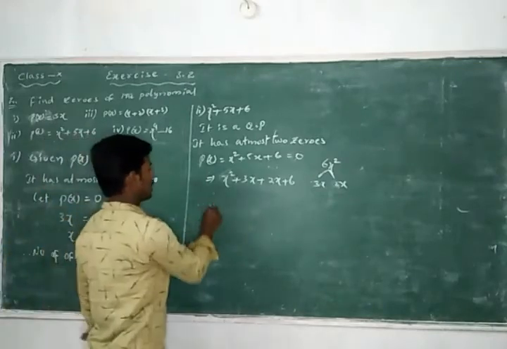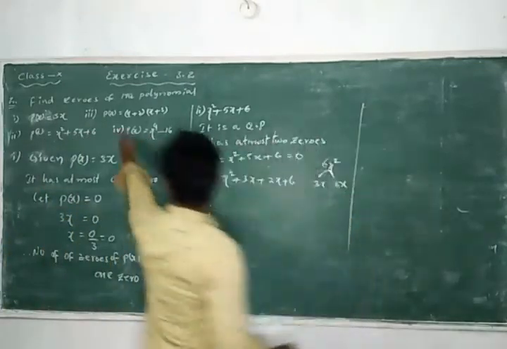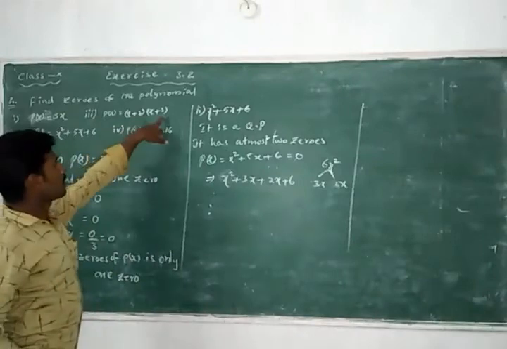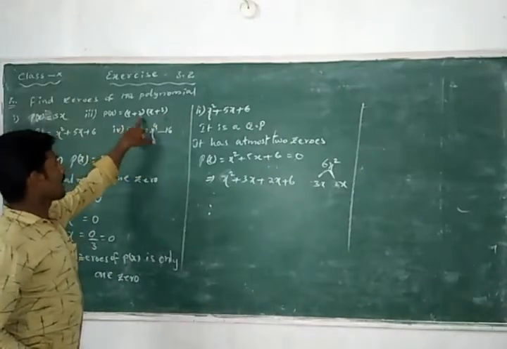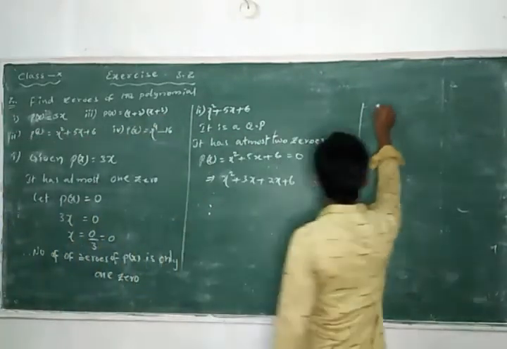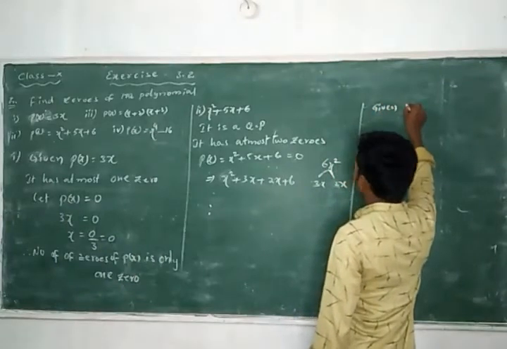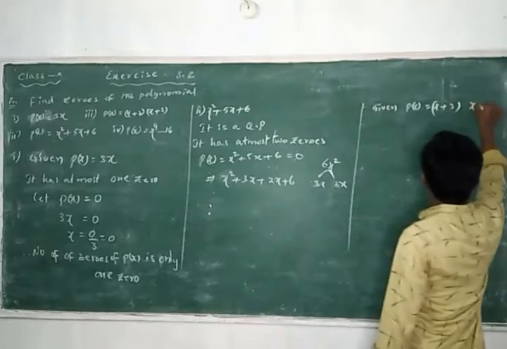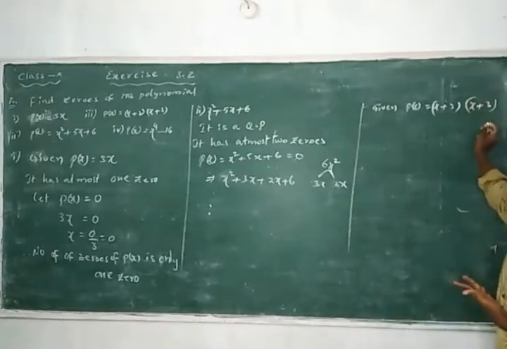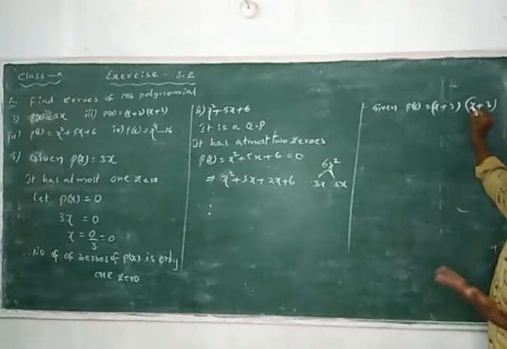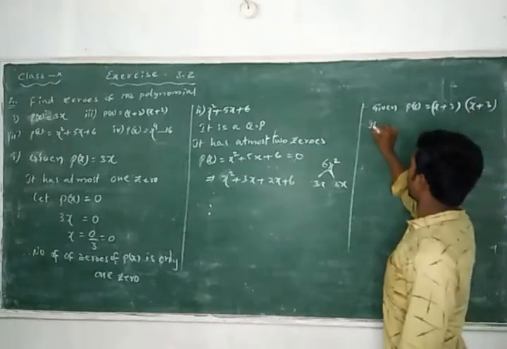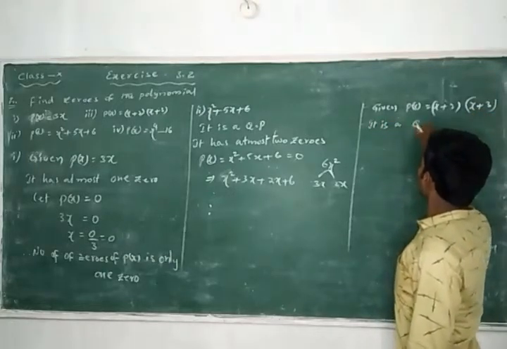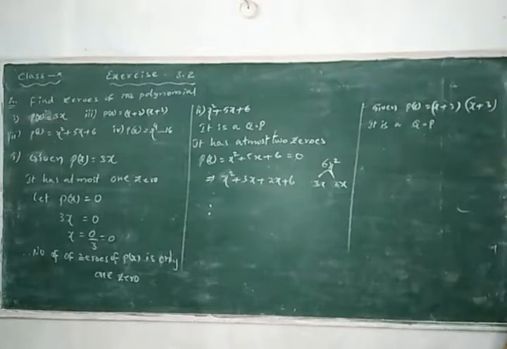Next question is the third question. p of x is equal to (x plus 2)(x plus 3). Here the factors are already given. Multiplying, it is x into x, x square, which means it is also a quadratic polynomial. The given polynomial is a quadratic polynomial.